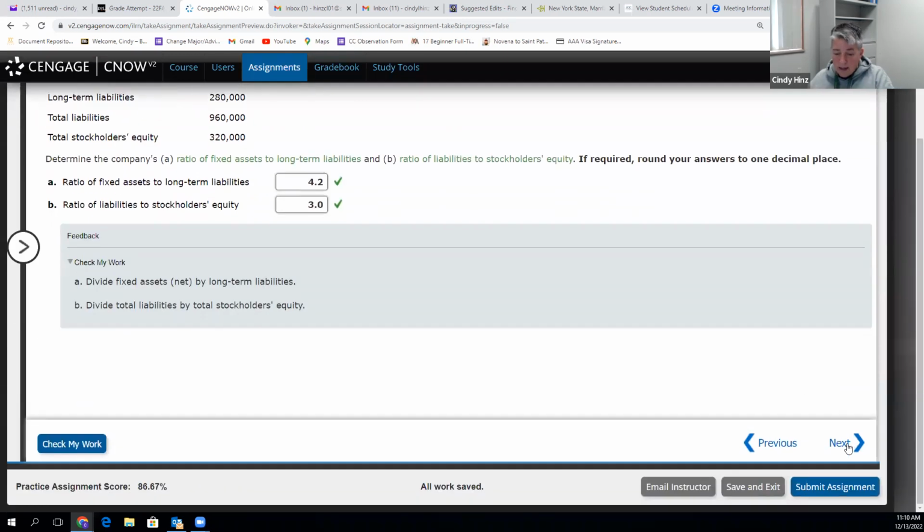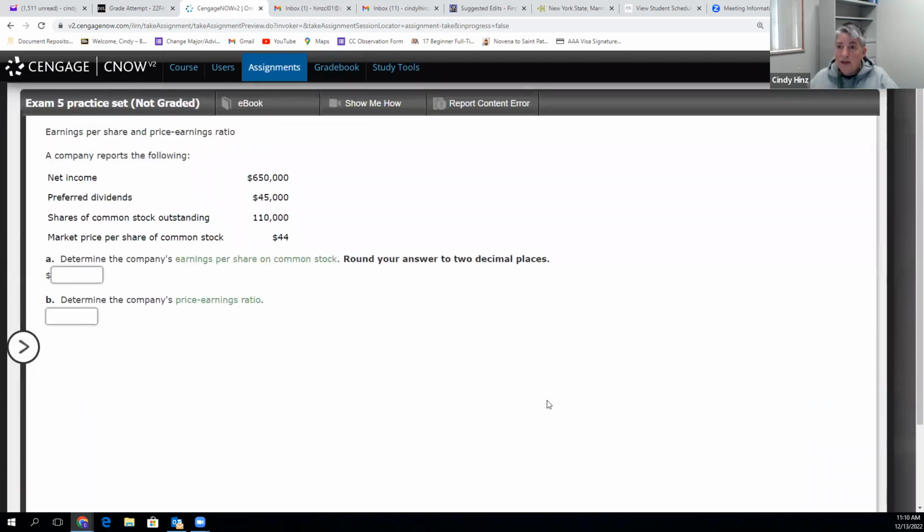And moving ahead then to our final exercise. This is what I referred to in class as the market strength ratios. These measures are based on how our stock is performing compared to how the company is doing. The first calculation is earnings per share on common stock. If the company has preferred stock, we need to subtract those preferred dividends from the net income to find out how much earnings there were for the common stockholders.